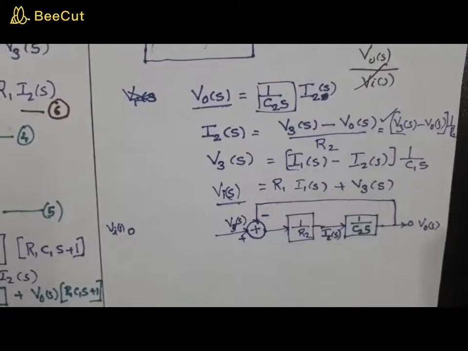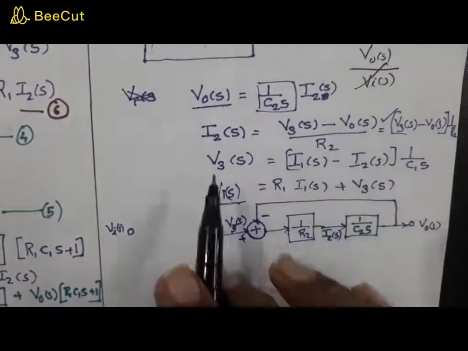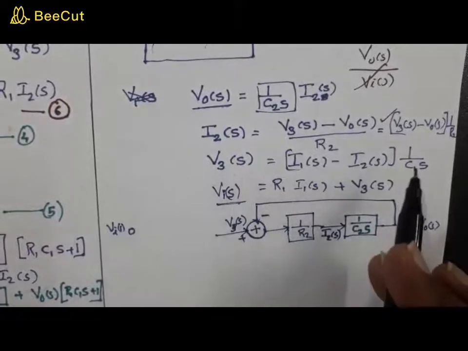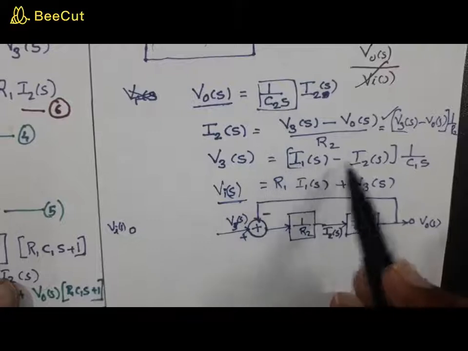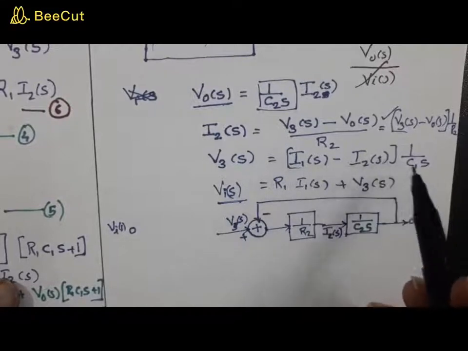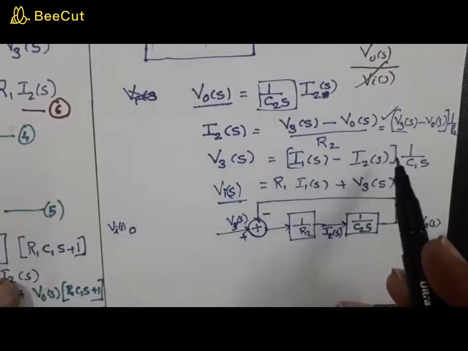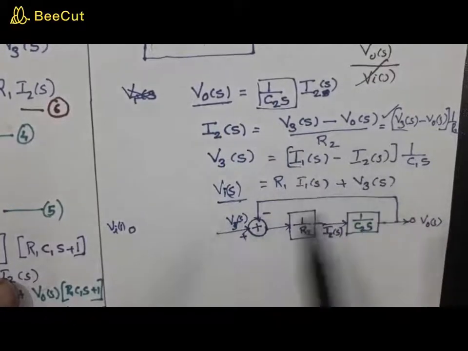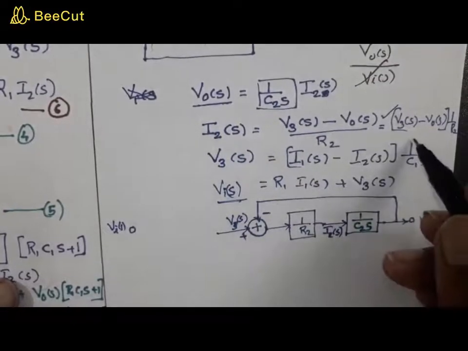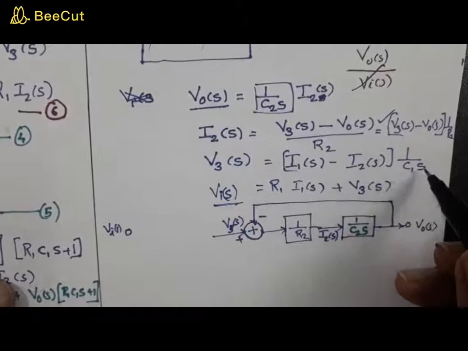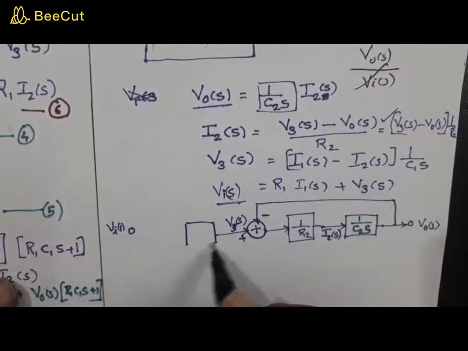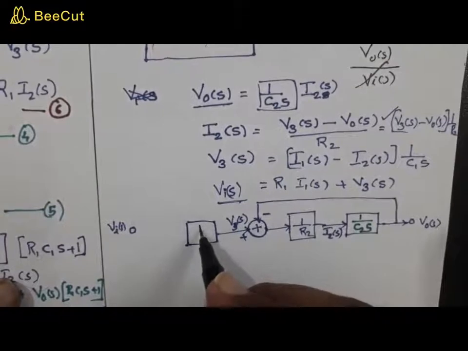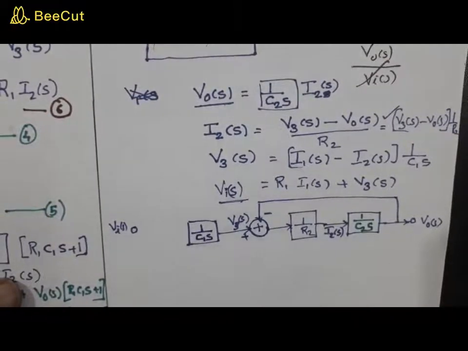So this is it. Now let's look at V3 of s. How is V3 of s formed? V3 of s is actually the difference between I1 of s minus I2 of s. So again you require what? This V3 of s is actually multiplied by a term called 1 by C1s. That means here you have one more block called 1 by C1, right?